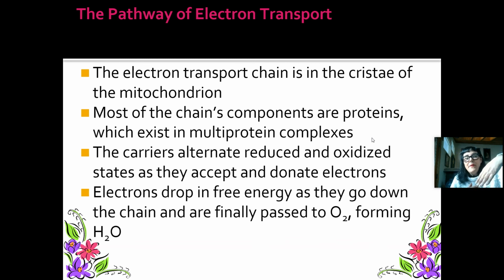Finally, oxygen is going to be the final electron acceptor. It's going to accept the electron coming down the chain and the hydrogens that go through ATP synthase, and it's going to form water, which is very, very low energy, because we've already taken all that energy out. Okay.